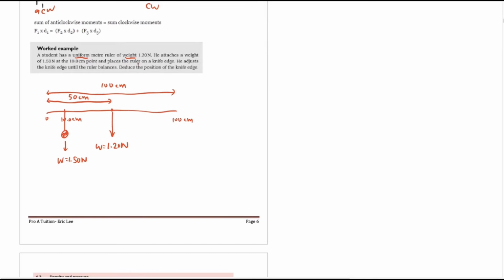and places the ruler on a knife edge. He adjusts the knife edge until the ruler balances. So you have to balance the ruler by using a knife. Deduce the position of the knife edge.